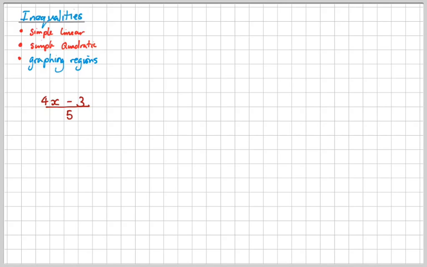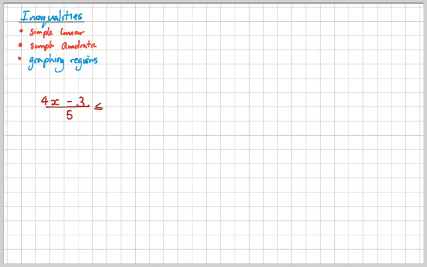Afternoon, we're going to be looking at inequalities today. Three things within inequalities. We're going to be looking at simple linear inequalities. We're going to be looking at simple quadratic inequalities. And finally, if we have time in this video, we'll be looking at graphing regions, but we might save that for the second video. So, let's look at a simple inequality.